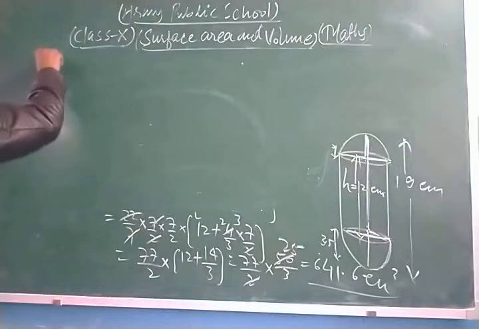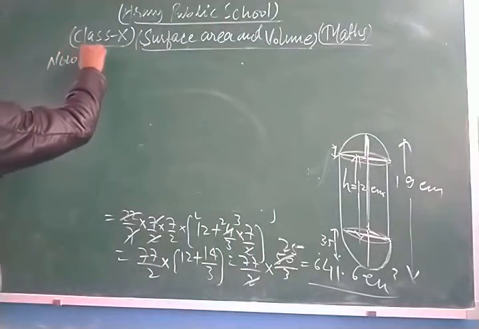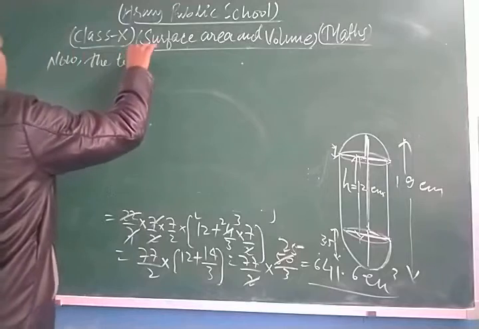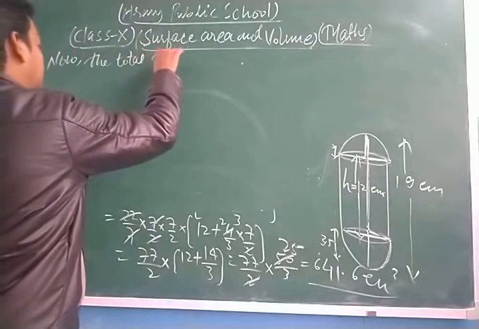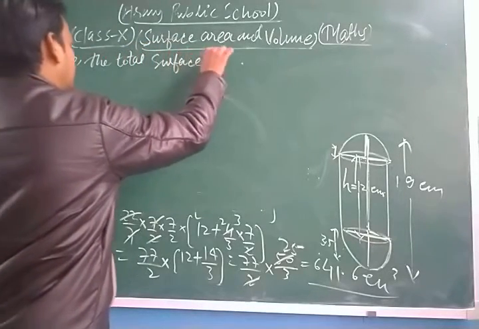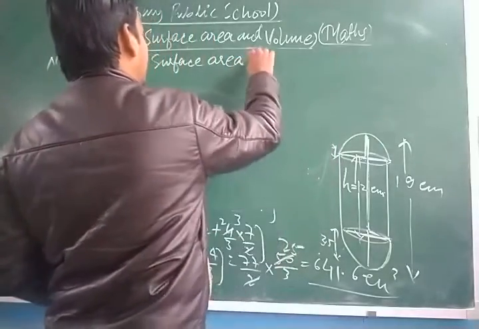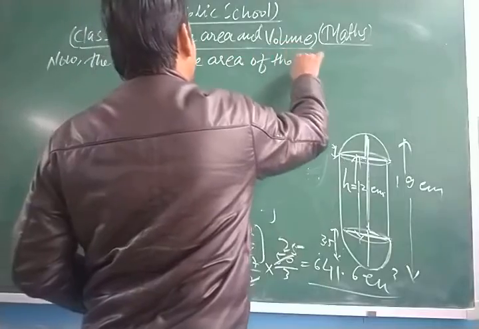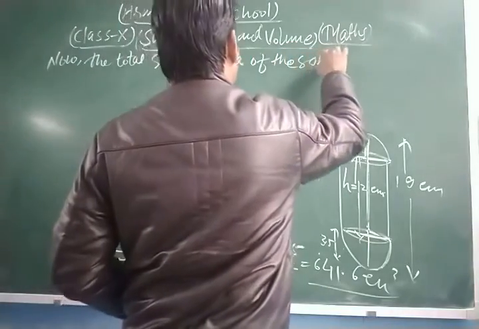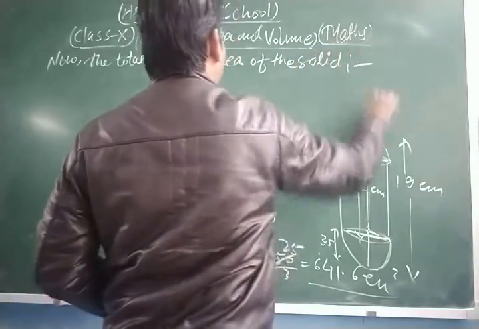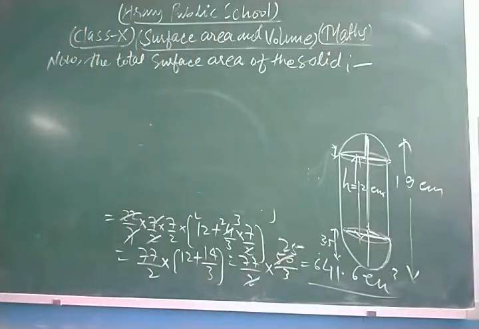Now the total surface area of the solid. So the total surface area of the solid is what?